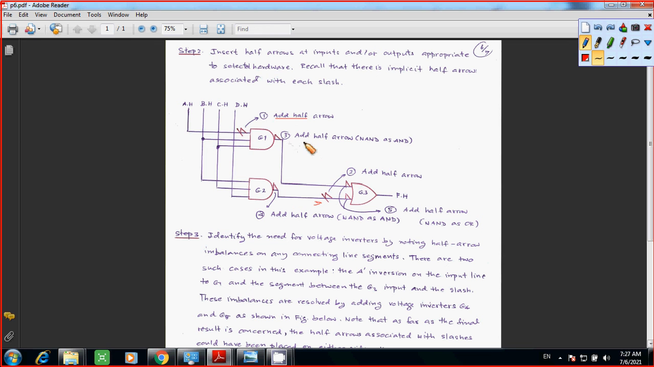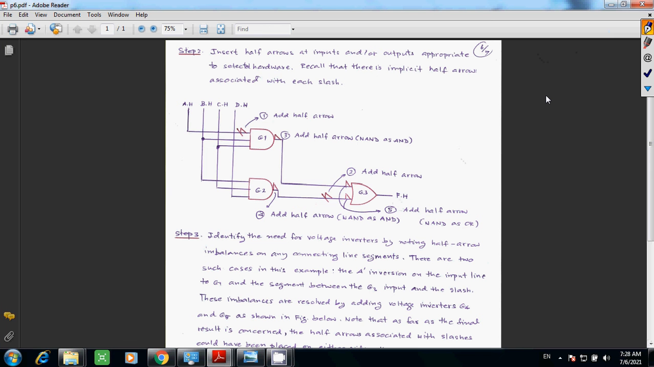What about step number three? Why I add half arrow? Because you are required to use the NAND hardware as AND. So we worked out on this before. For NAND as AND gate, you need to put the half arrow at the output. Okay, same as step number four. What about step number five? You also add half arrow because you want NAND as OR. Same. Okay, you go back to my lecture digital system series 1.